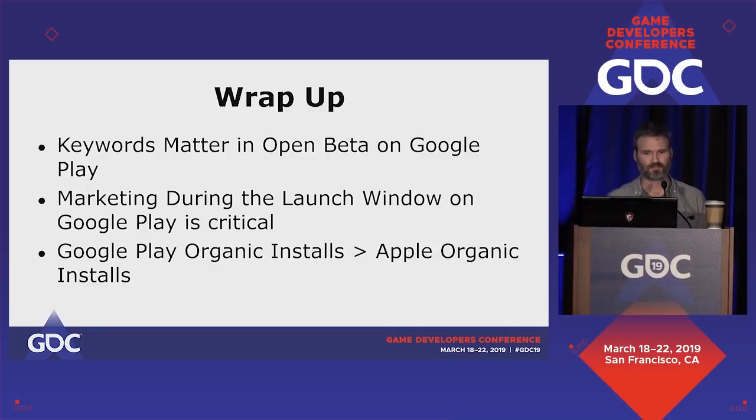So you can infer from that what you will. Wrap up. So for me, the most important points to take home, keywords matter, particularly in open beta, especially when you don't really know what the ARPU of your game is going to be. Any free installs are really helpful. Marketing during that launch window has become like a critical part of the backbone of my strategy. In a lot of ways, it's replaced a huge amount of the traffic I used to rely on from Apple and Google features. And then just generally speaking, Google Play organic installs are significantly higher than Apple installs.